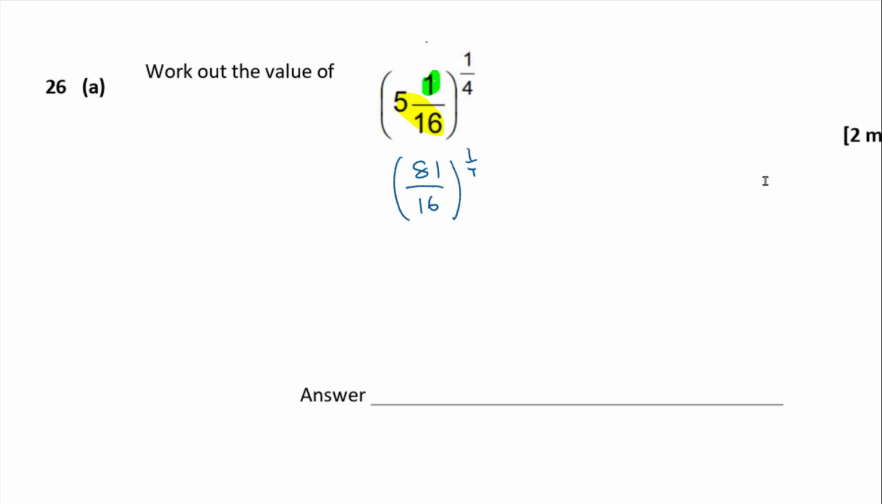What powers of 4 do I know? Well, 1 to the power 4 is just 1. 2 to the power 4 is 2 times 2 times 2 times 2. 2, 4, 8, 16. So the fourth root of 16 is going to be 2. 3 to the power 4, 3 times 3 is 9, times 3 is 27, times 3 is 81. So the fourth root of 81 is going to be 3. So that's just 3 over 2 then. That's my answer, 3 over 2.